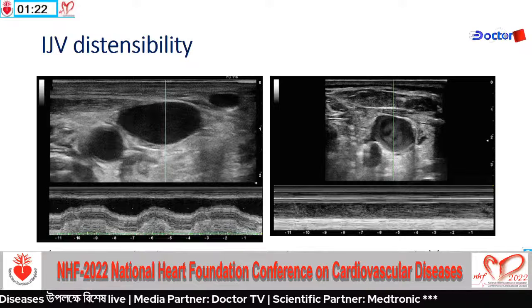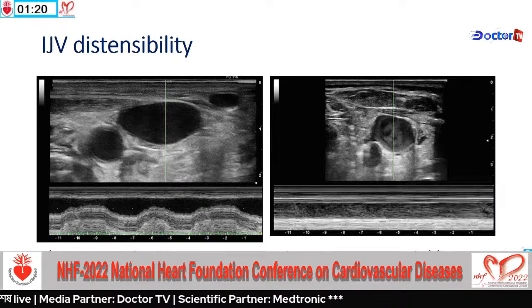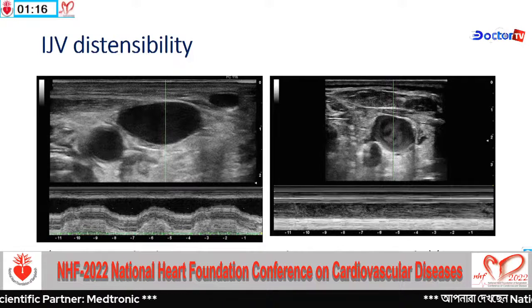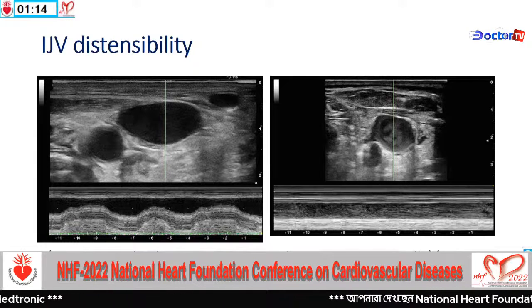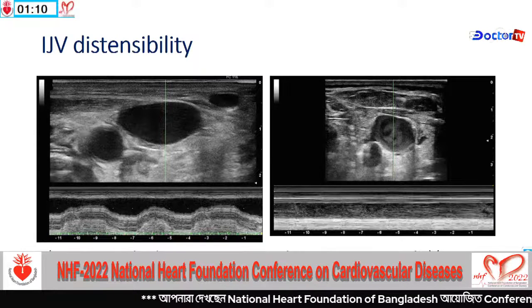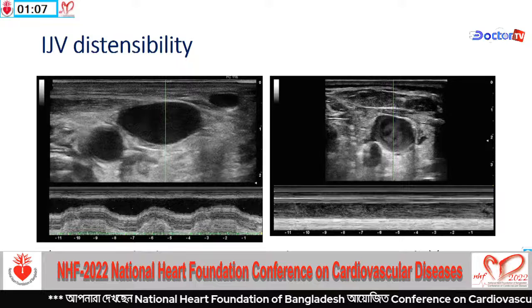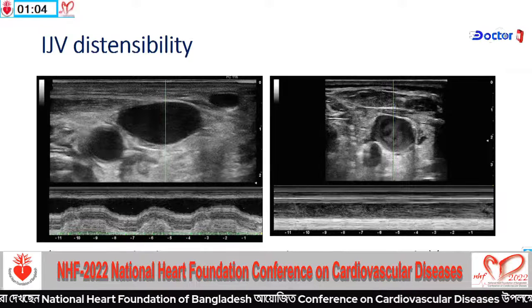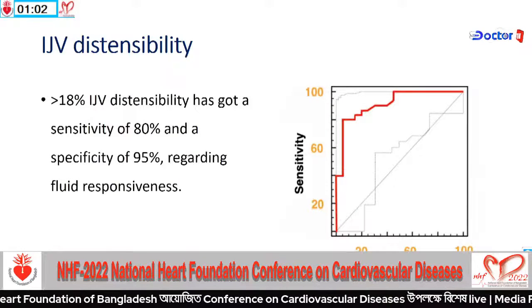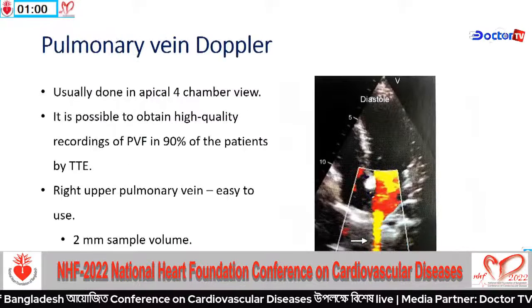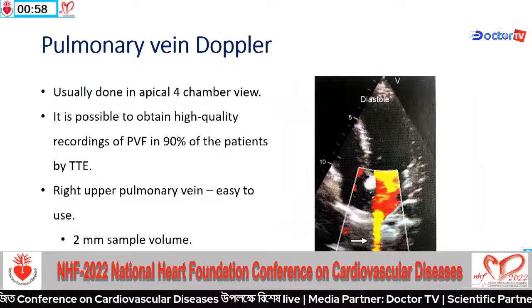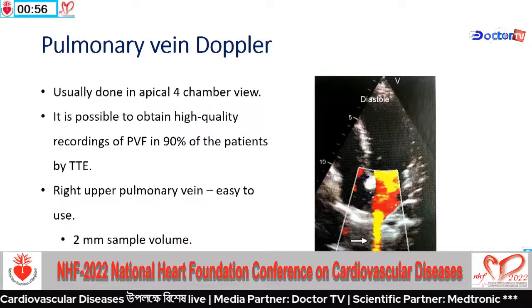This is also applicable in case of the internal jugular vein. If the internal jugular vein is distensible, you can give an extra 500 ml of fluid that will improve the patient's shock condition or blood pressure. When it is not distensible, the patient will not respond to fluid therapy. On the left side, usually we get the pulmonary vein Doppler. It is simple.